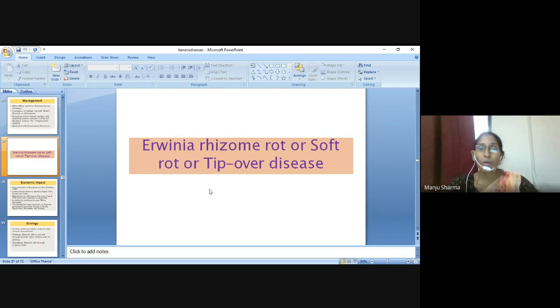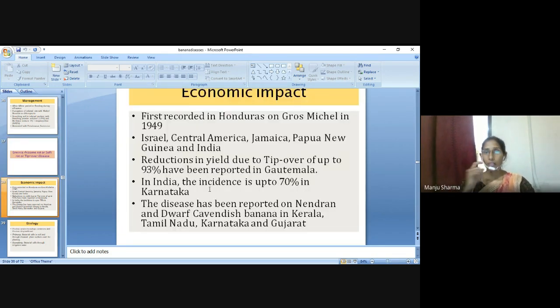Here is rhizome root or soft rot or tip over disease. Their economic impact: first recorded in Honduras on Gros Michel in 1949, then Israel, Central America, Jamaica, Papua New Guinea and India. Reductions in yield due to tip over of up to 93% have been reported in Guatemala. In India, up to 70%.